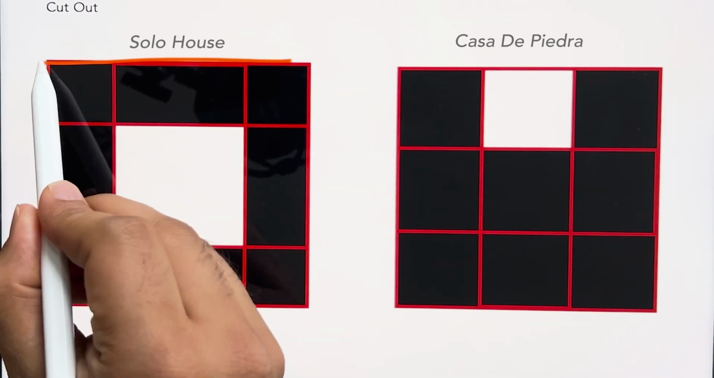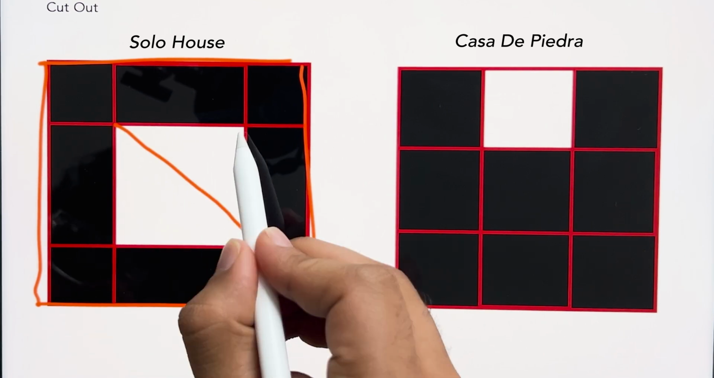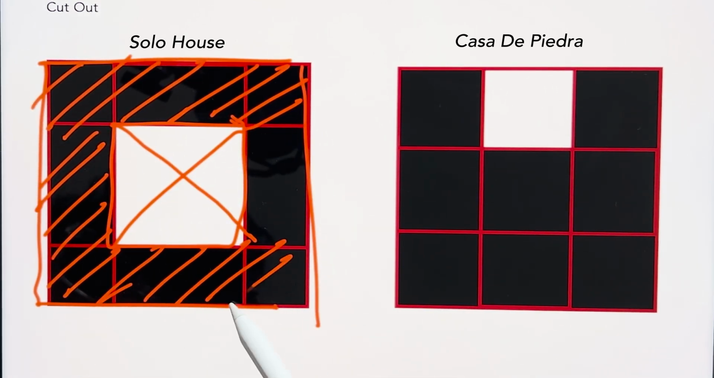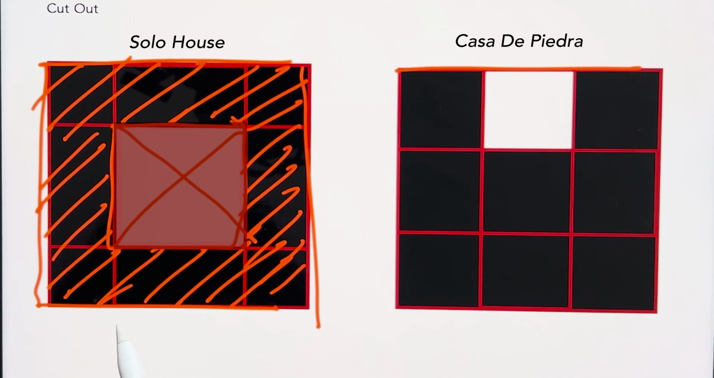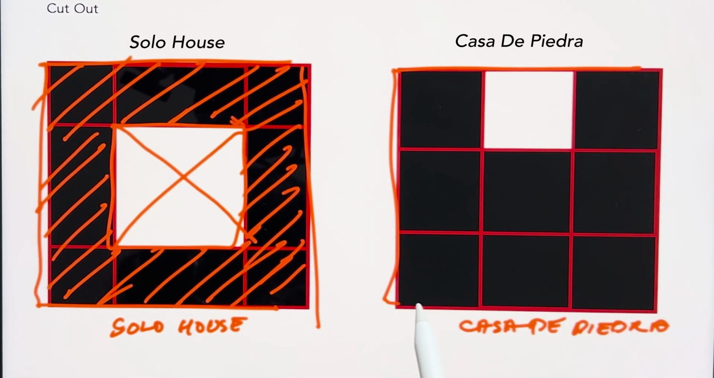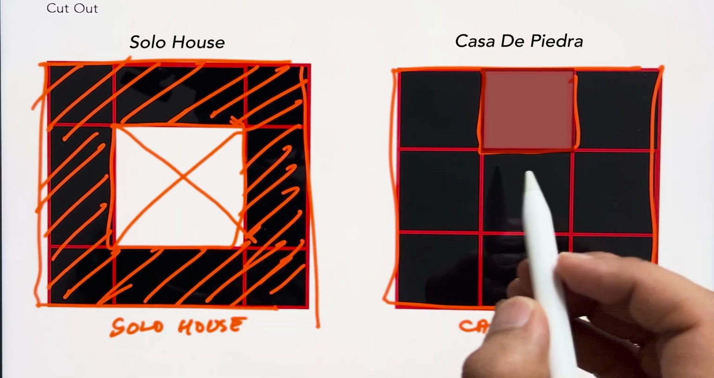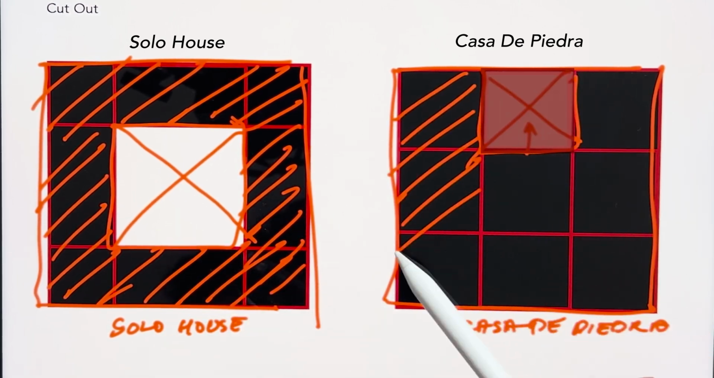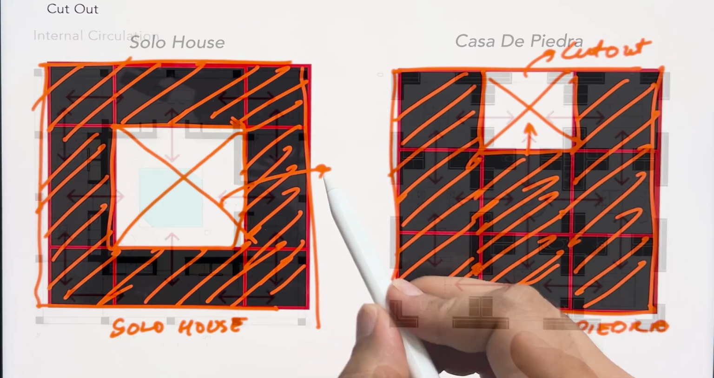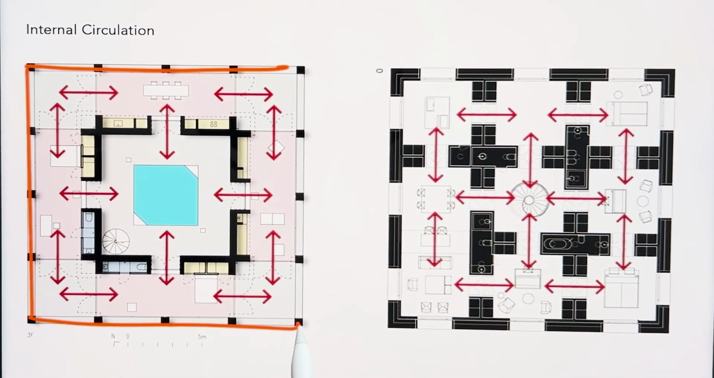Now let's consider the similarities, specifically the cutouts in the house. Both houses have a square plan. In the Solo house, the big cutout is in the center with the built mass surrounding it. Similarly, in Casa de Piedra, the house also has a cutout, although it is shifted. However, the architectural principle here is the same, adding a cutout within one of the cubes in the 9 square grid. Now let's examine the circulation of the house.